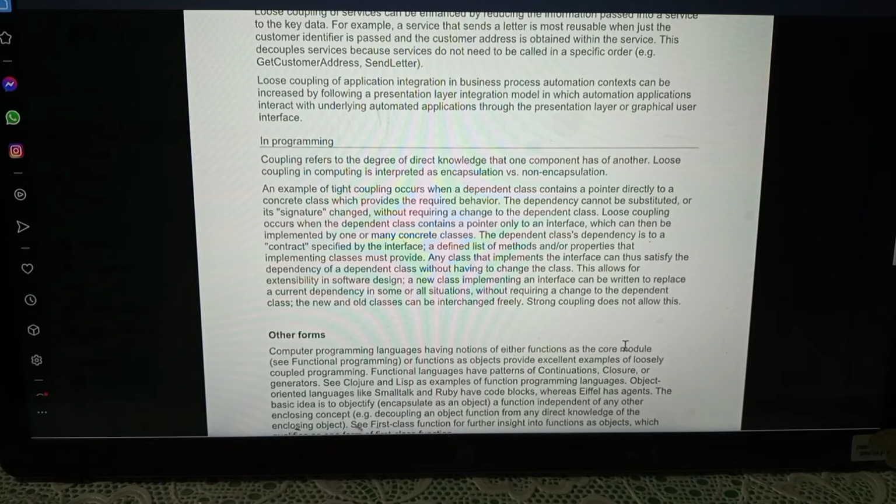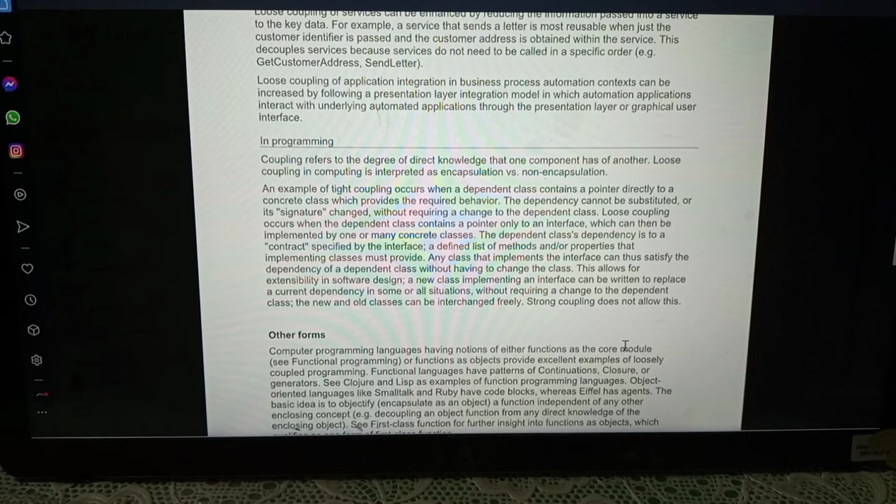So, for example, tight coupling occurs when a dependent class contains a pointer directly to a concrete class which provides the required behavior. The dependent class cannot change its signature without requiring a change to the dependent class. Loose coupling occurs when the dependent class contains a pointer only to an interface which can then be implemented by one or many concrete classes.